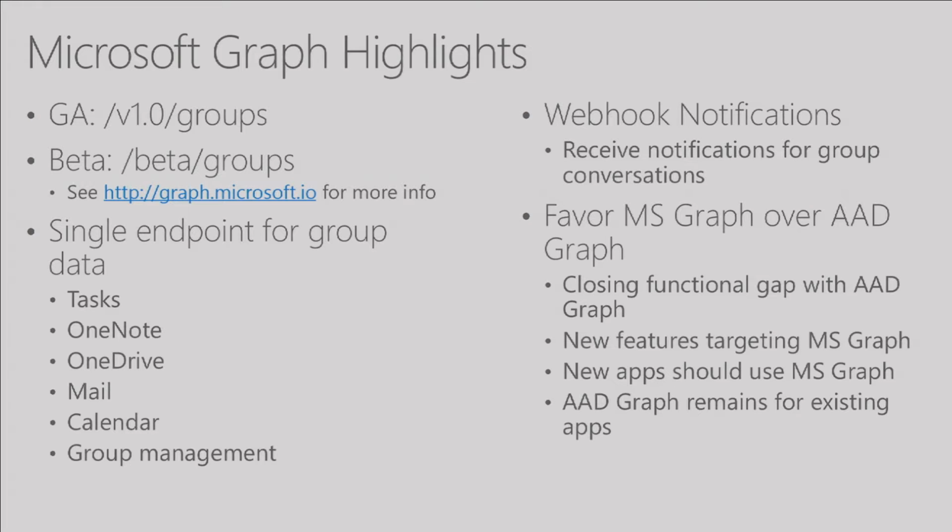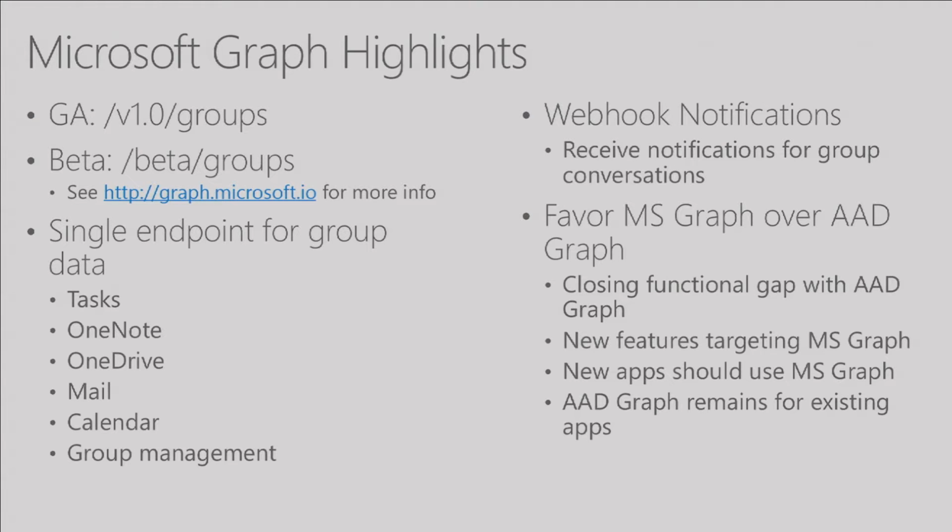You can get there through graph.microsoft.io. We have a GA endpoint, which is the endpoint you'll use for your production mission critical kind of applications. And we have a beta endpoint. And the beta endpoint's where a lot of the new functionality will show up first. We vet it, we take feedback, we make changes if necessary, though not usually, and then we'll roll that out to the GA endpoint.